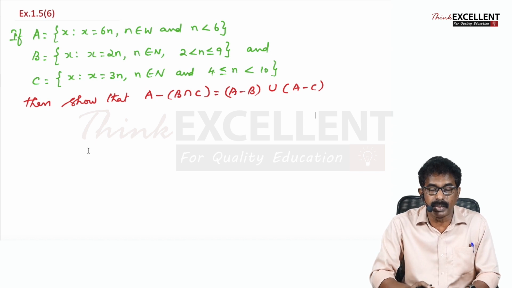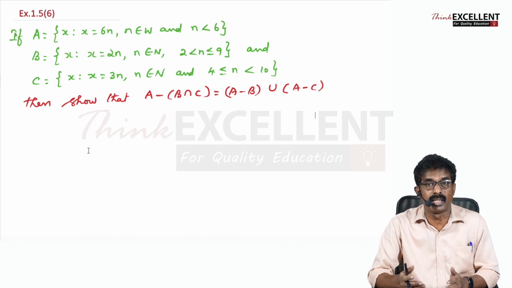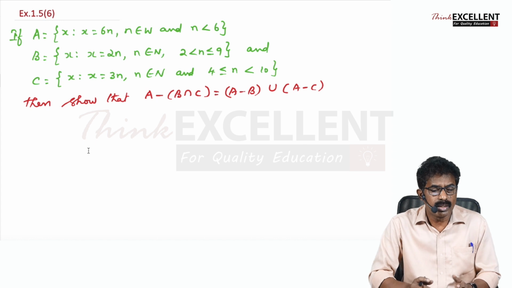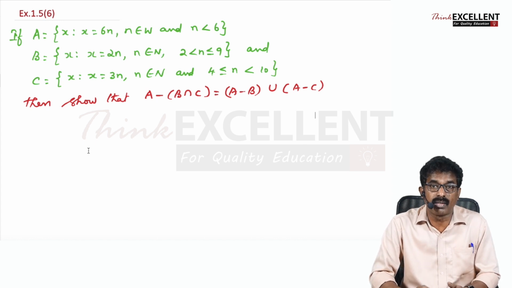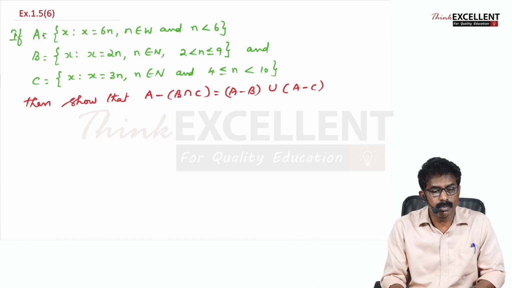A minus (B intersection C) is (A minus B), and the intersection becomes union, (A minus C). But the main thing here is that the 3 sets A, B, C are given in set builder form. You have to convert them into roster form. Once you change to roster form, it's a very simple thing. But anyhow, it's a 5-mark question, so listen very carefully. First I'm going to write A.